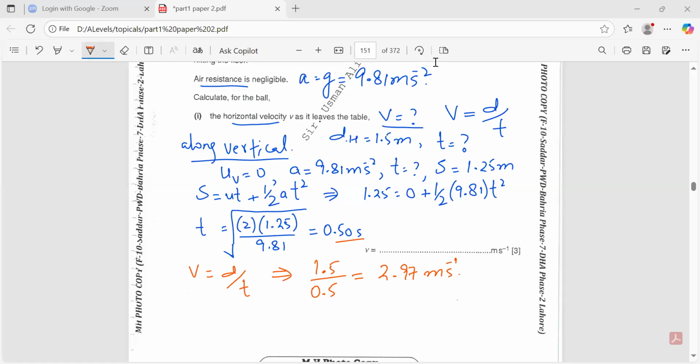Yes, Abdullah Rashid, we are on page number. This is question number 5 actually of your projectile part.